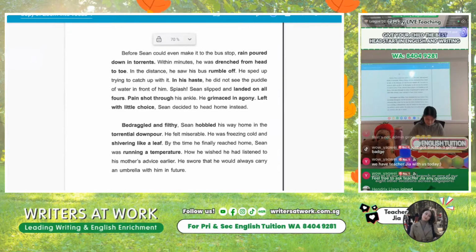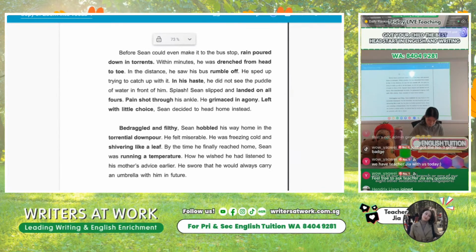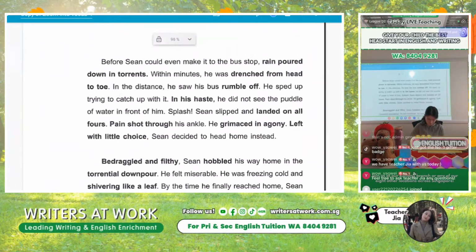Okay. Before Sean could even make it to the bus stop, rain poured down in torrents. Okay. Within minutes, he was drenched from head to toe. In the distance, he saw the bus rumble off. He sped up, trying to catch up with it. In his haste, he did not see the puddle of water in front of him. Splash! Sean slipped and landed on all fours. Pain shot through his ankle. He grimaced in agony. Left with little choice, Sean decided to head home instead. Okay, this is our fourth paragraph.